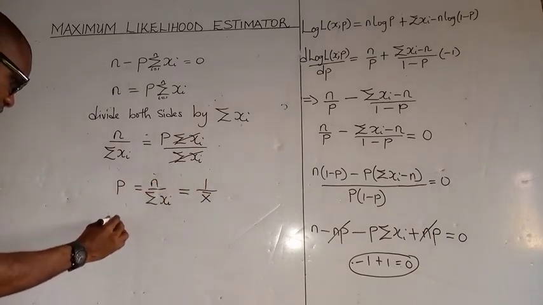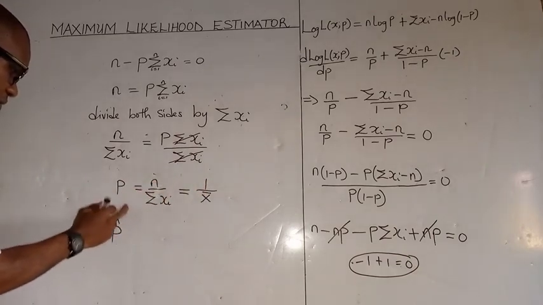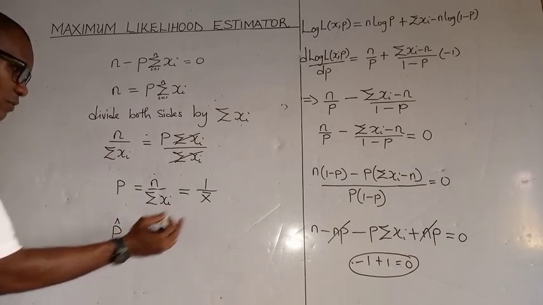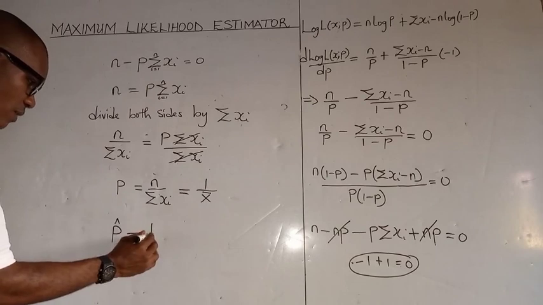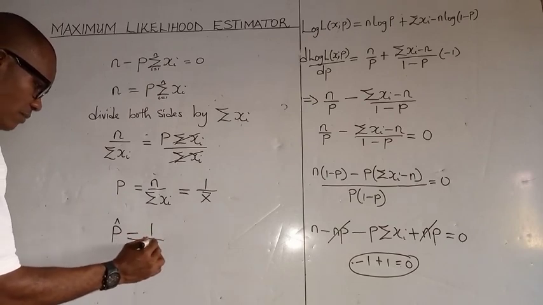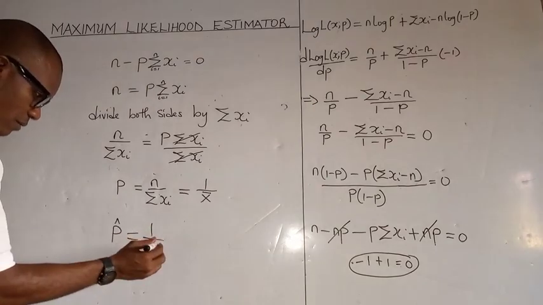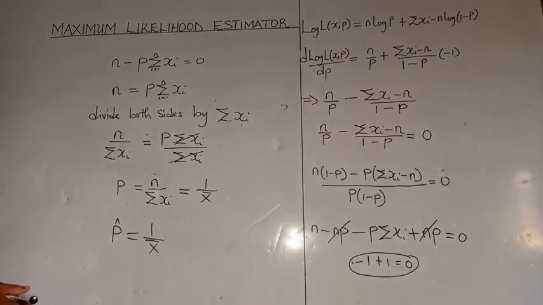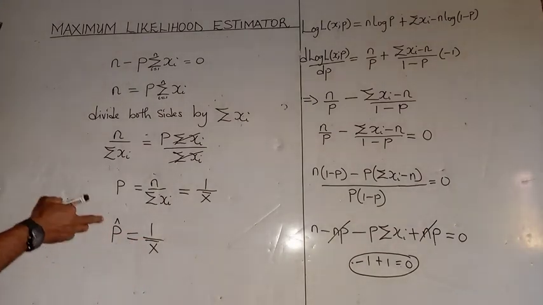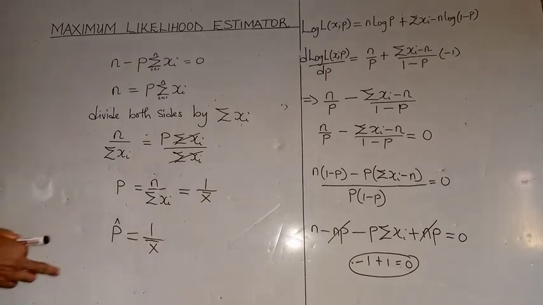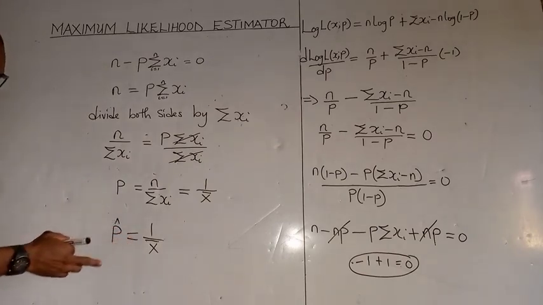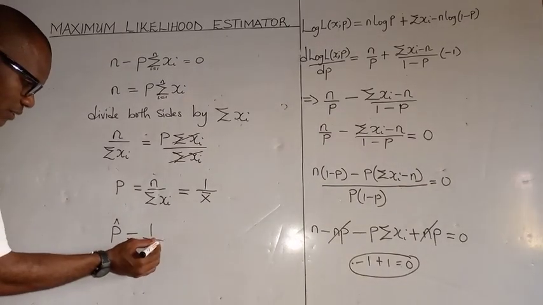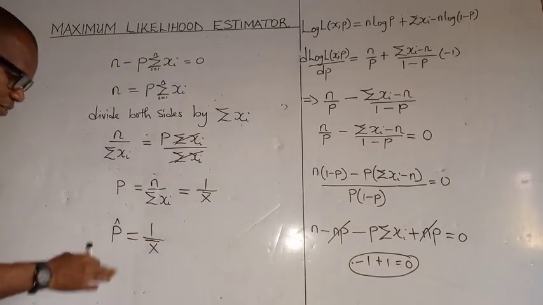The estimate, since there is a cap here, has become an estimator. It's equal to 1 over x bar. Meaning the maximum likelihood estimator for the geometric distribution is biased. Yes, it's biased because it did not follow the normal pattern.